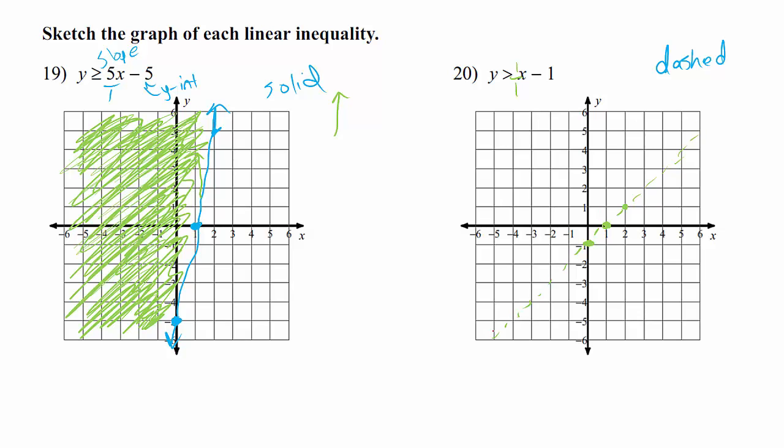It should look like this. And then we're going to shade, since it's greater than, we're going to shade above again. So there are some later on that are below, but since I want to shade above, this line to me, it's easier to tell which way is above, but we can still use our trick and say, well, if I go up, that's the side, so I'm going to shade all of this.